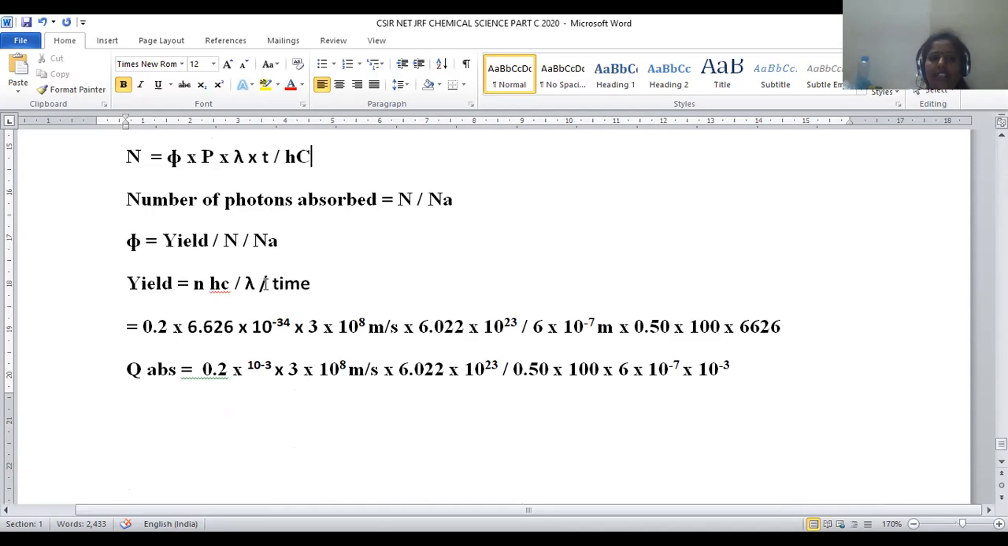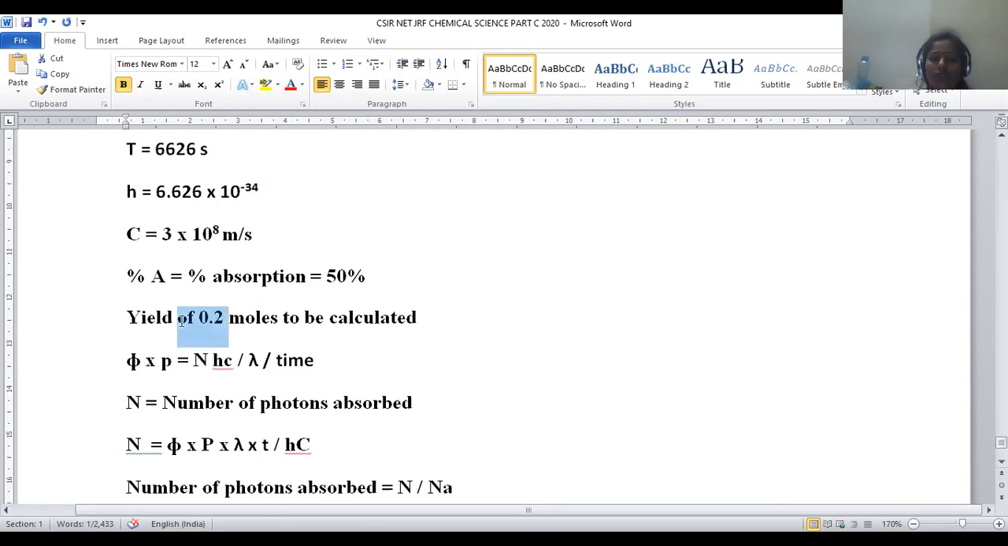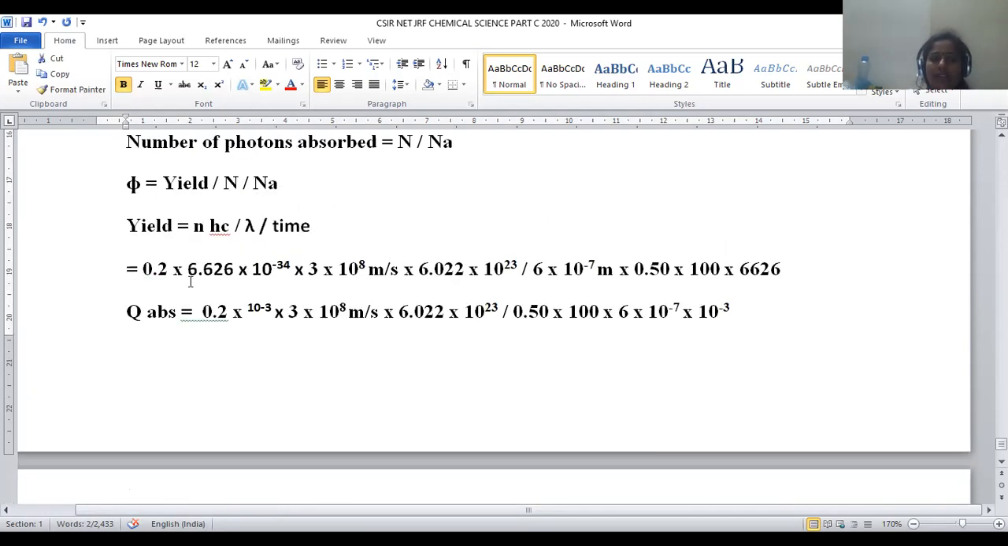So yield is equal to N h c by lambda by time. Okay, so the quantum yield needs to be calculated. That's why yield is equal to N h c by lambda by time. Right? N is nothing but the number of moles. How many moles of product generated? 0.2 moles of product generated. h is Planck's constant value, 6.626 into 10 to the power of minus 34. c is the velocity of light, that is 3 into 10 to the power 8 meters per second. And 6.022 into 10 to the power 23 is Avogadro number.